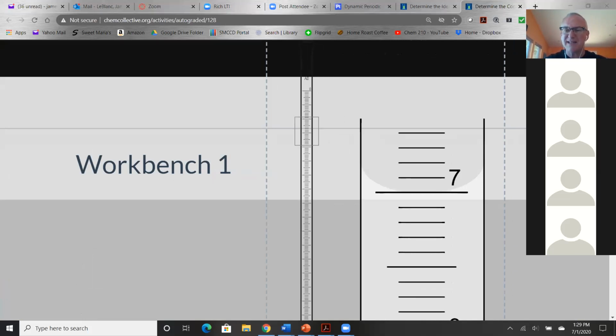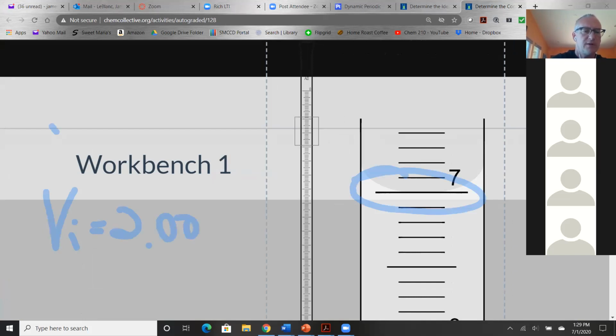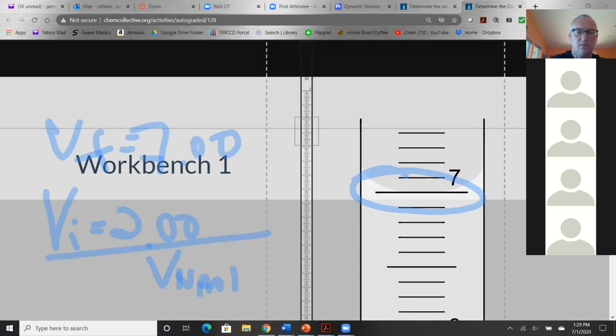7.00 ml. Yeah, I'd say that too. It looks like it's right on it. So my initial volume was 2.00, my final volume was 7.00, and so the volume of hydroxide I added was 5.00 ml.